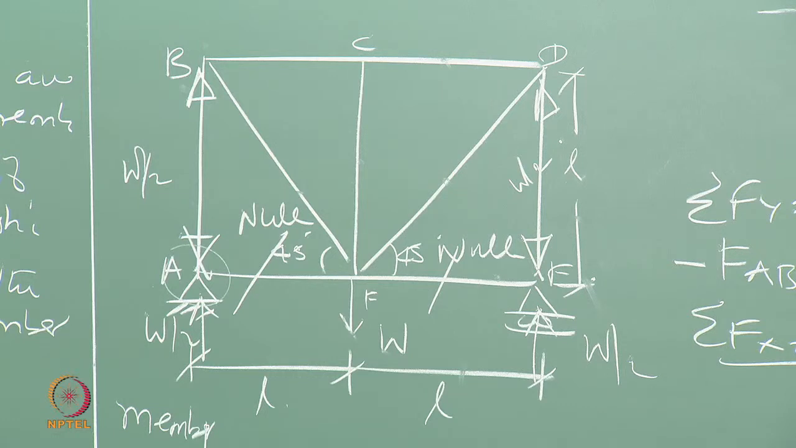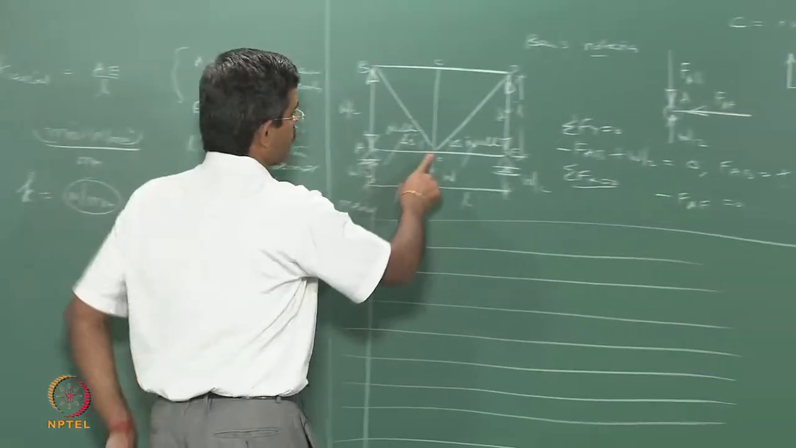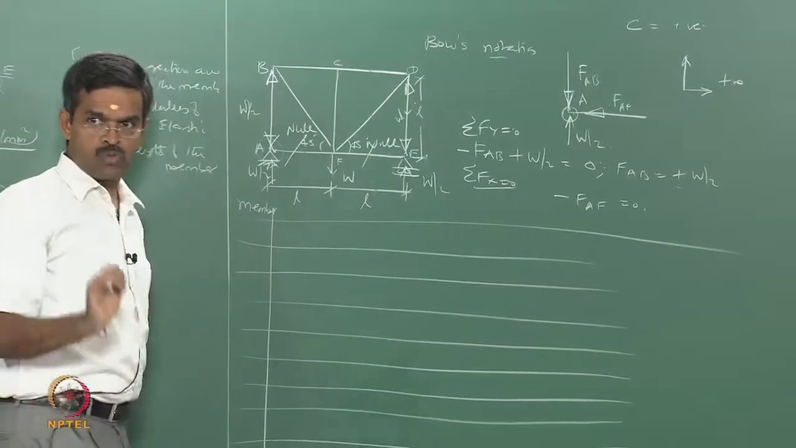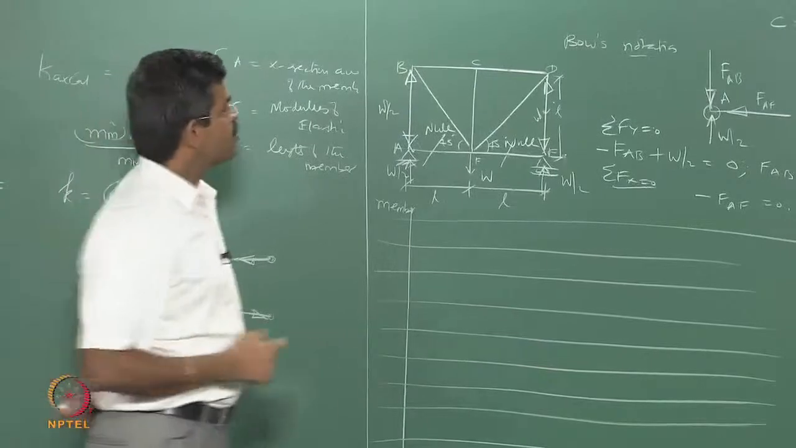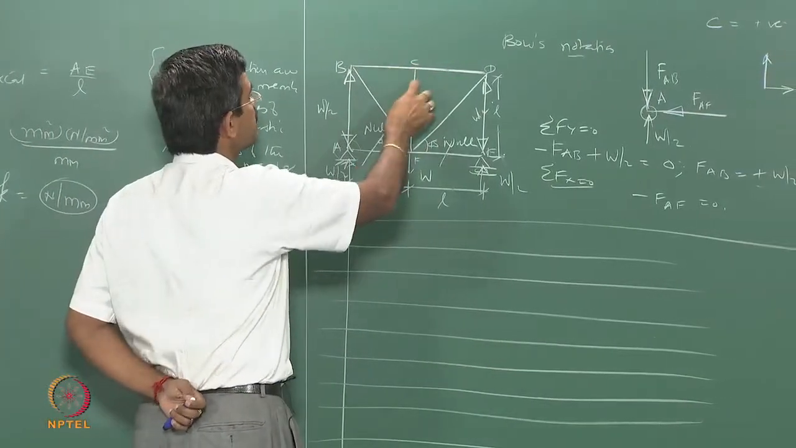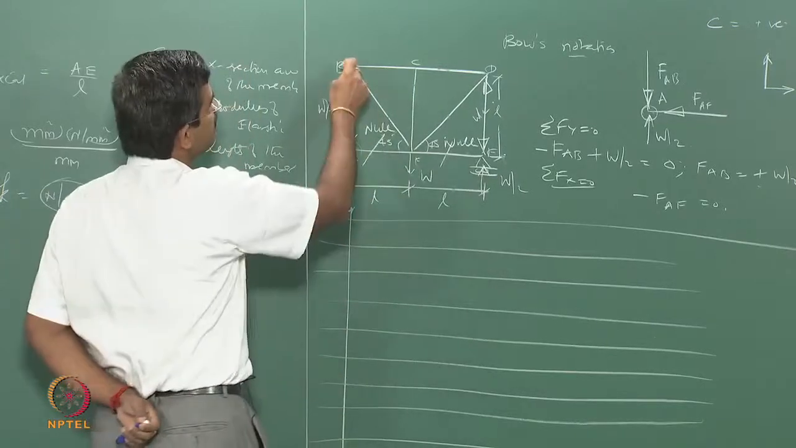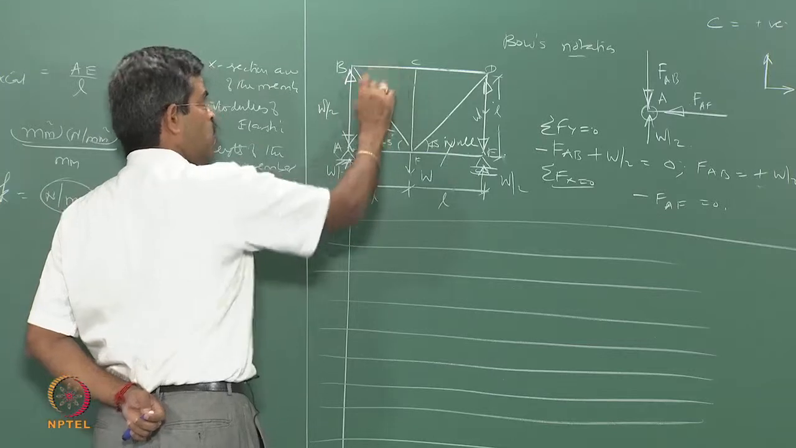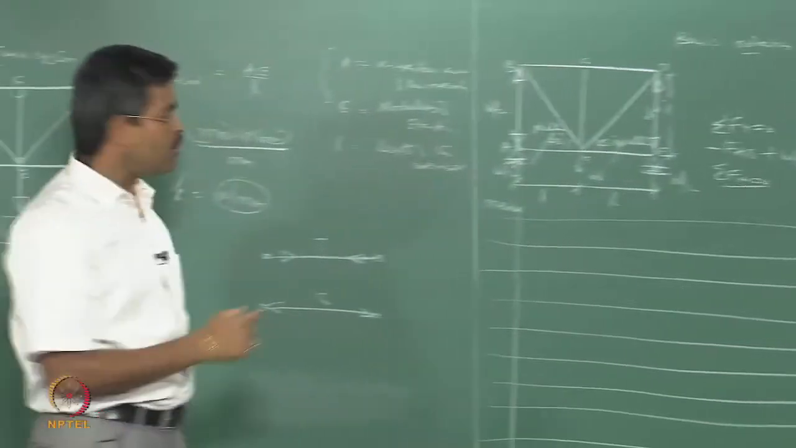Okay. Now, I can go to node F. Node F has these 2 members solved, but there are 3 more members. I should always go to a node where there are not more than 2 unknowns. So, I cannot work at F. I cannot work at C because 3 are unknowns. Now, let us see B or D. B has 3 members, but this force is known to me, so there are only 2. So, I can pick up B, solve B and get the value.